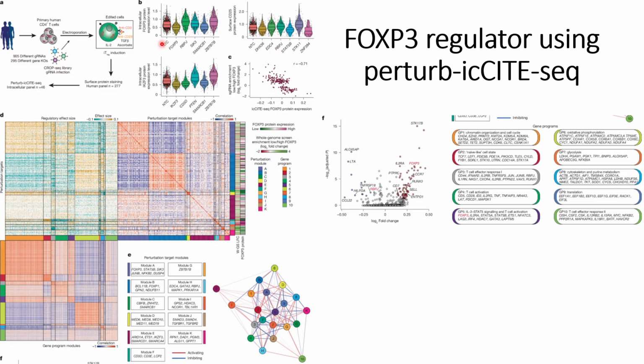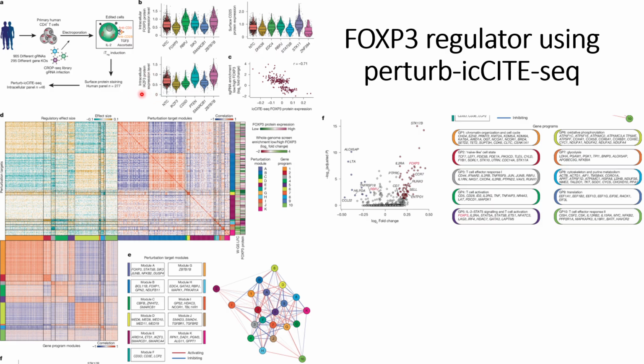What they found is that FOXP3 expression goes down, and in some cases goes up. For example, when the RBPJ knockout and the ZBTB7B knockout are there, it goes up, whereas when the FOXP3 knockout is there, it goes down, which is evident. When they checked CD25 expression, they saw that with the knockout of STAT5B, CD25 expression goes down, but with the knockout of STK11, CD25 expression goes up.